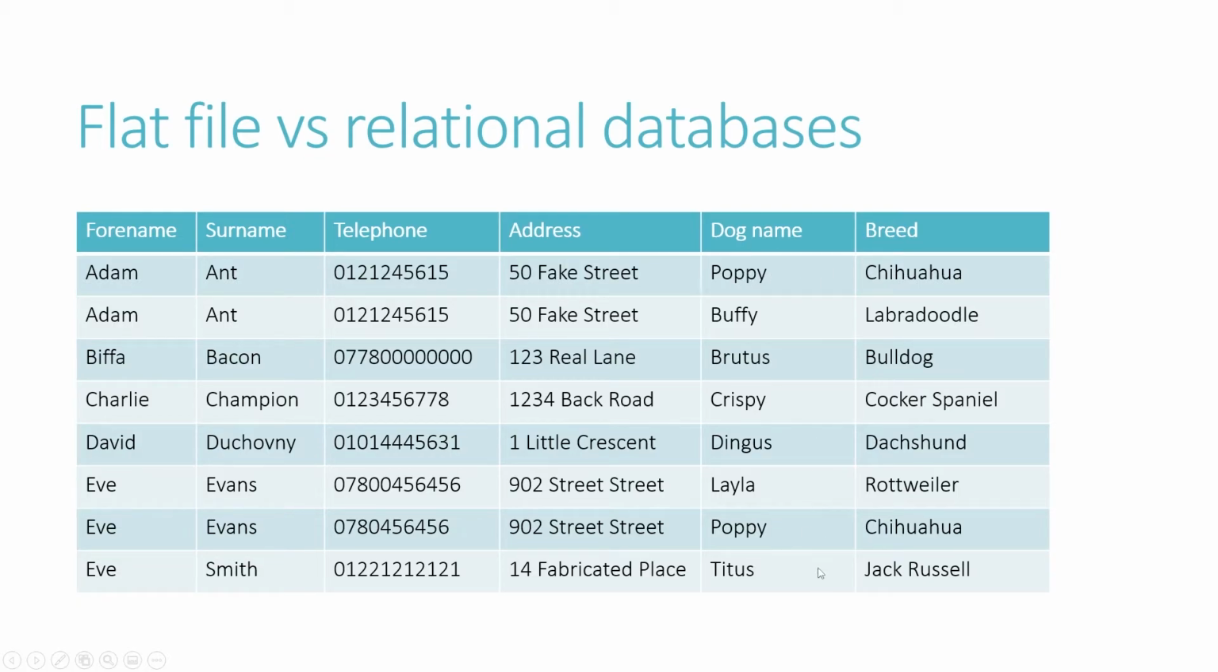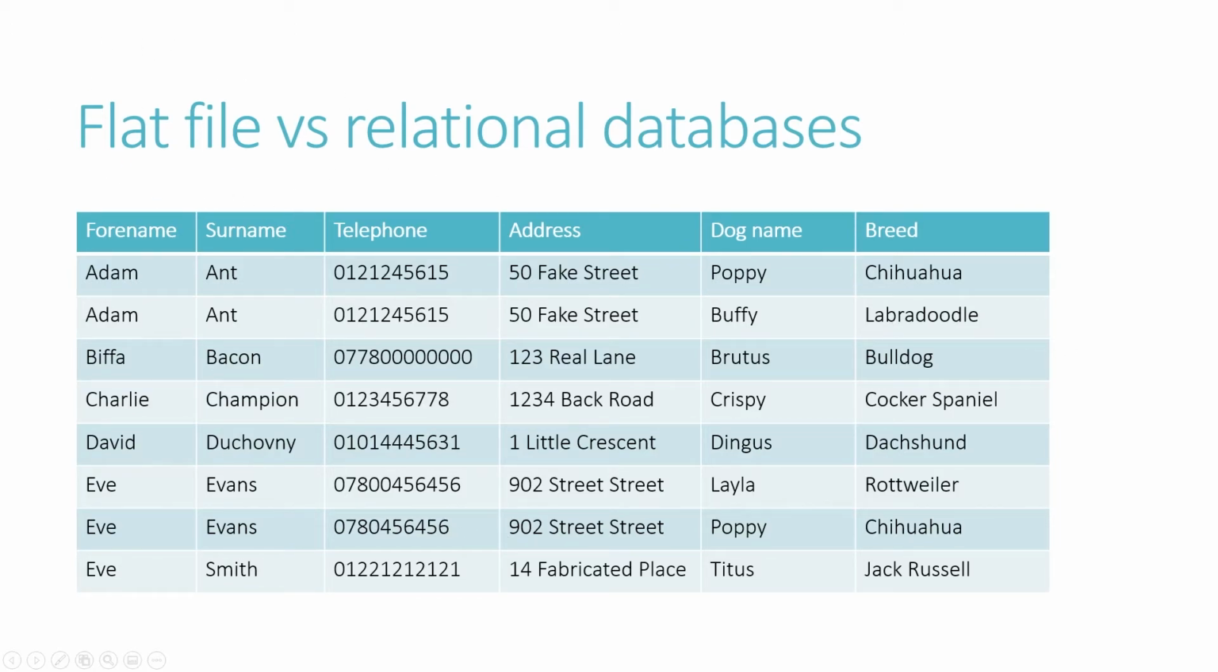There are 2 Poppies. Which Poppy are we referring to? Are they the same dog? Do these people share that dog? Also the repetition causes issues, like if you accidentally mistype on one of those records. If this Poppy's owner phones up the dog walking service and says, oh, Poppy's not coming for a walk today, tell Eve that we don't need her, they're going to phone this number and it's going to be a dead line. So this is an issue related to flat file databases.